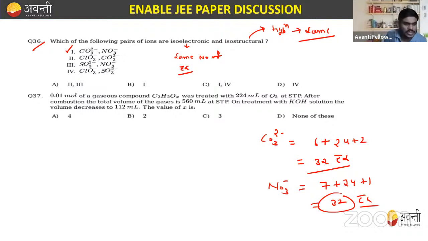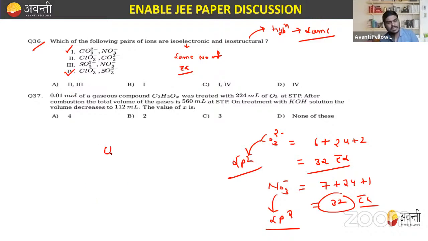If I'm talking about NO3, what is the hybridization of NO3, beta? NO3 negative having hybridization sp2. Similarly, CO3 also having hybridization, beta, sp2. So they both are isostructural and isoelectronic in nature. Now, which pair is the next? That is pair number 4.